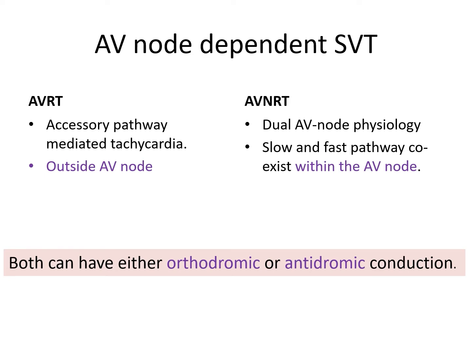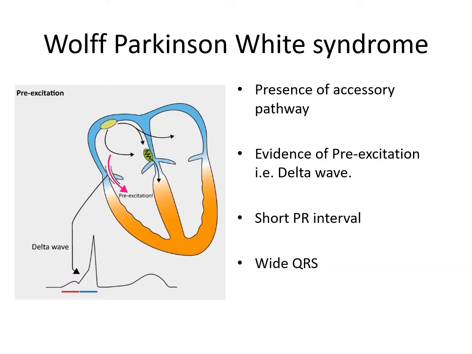In AV-NRT again, we have two pathways, one would be slow and one would be fast, but both exist within the AV node. Now both the pathways can have either orthodromic or antidromic conduction, depending on which we further subclassify AV-RT and AV-NRT. Let's look at a prototypical example, which is WPW syndrome or Wolff-Parkinson-White syndrome.